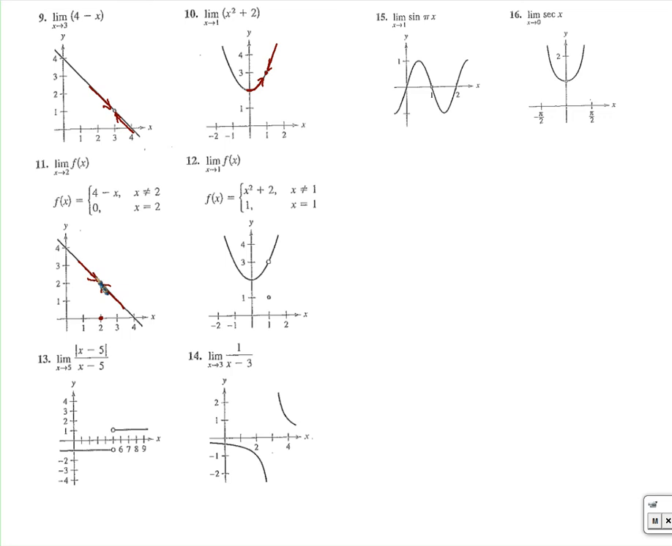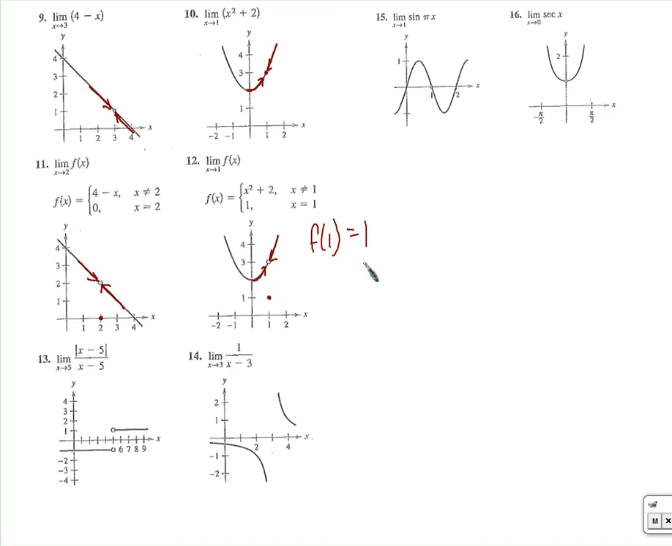Here, I'm going to make sure the limit as x approaches 1. Okay, that's where I am. As I come from the left, I approach what? 3. And as I approach from the right, I get? 3. Something close to 3, not 1. I don't get 1. Even though, what is this? 1. It's 1. Okay. It's not 3.